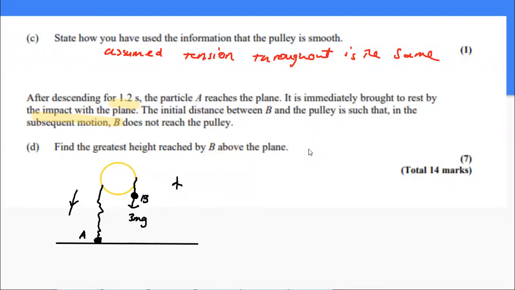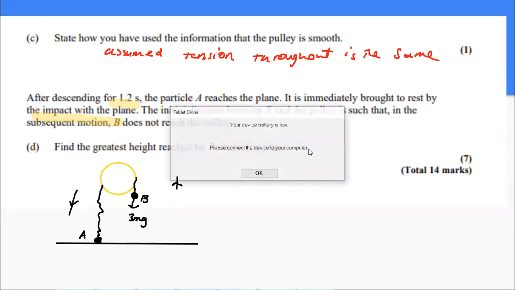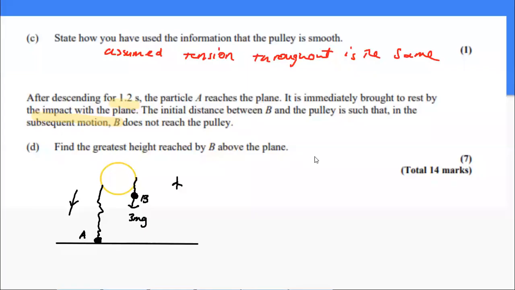So what I've done is I've drawn a little diagram for you guys. Just one moment, I will quickly draw that again. Okay, right, sorted. So what we've got here is the diagram. Apologies, my drawing isn't great, but hopefully you've got the gist of what I'm trying to say. So the string is no longer taut, it's slack, when A hits the ground.